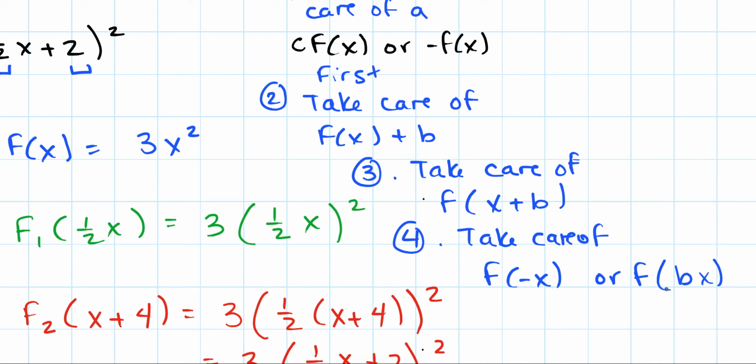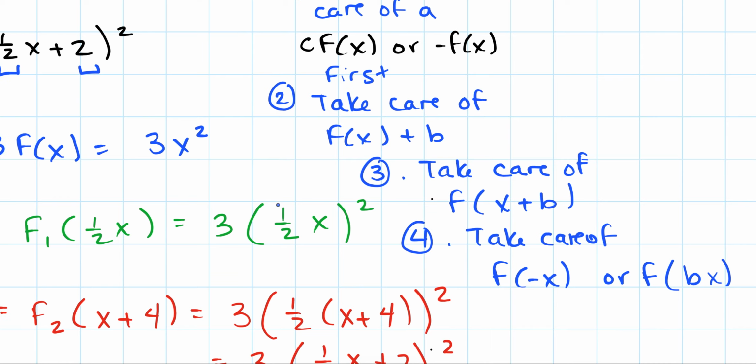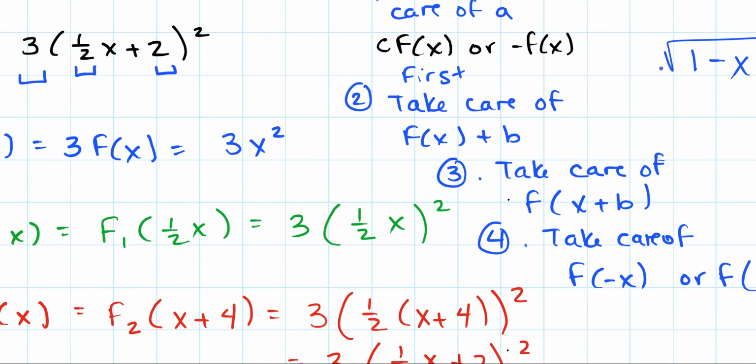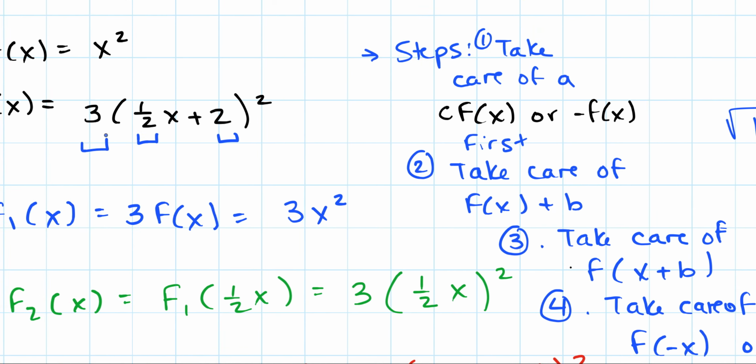That would be the last thing if I have a negative x or a number, because remember what happened, we had something with a negative in here as well. We had the square root, I think it was of 1 minus x, and that would be the last thing I take care of. So numbers on the outside first, then addition on the outside, then addition or subtraction on the inside, and this is a subtraction sign as well. And then the very last thing is multiplying by a negative or a number here.